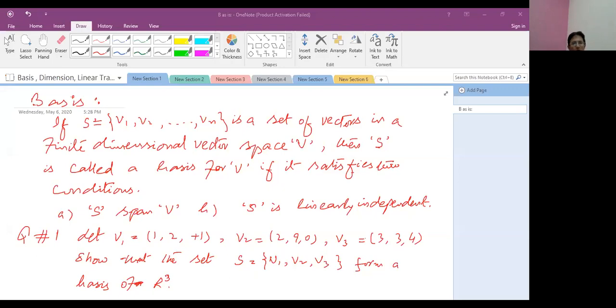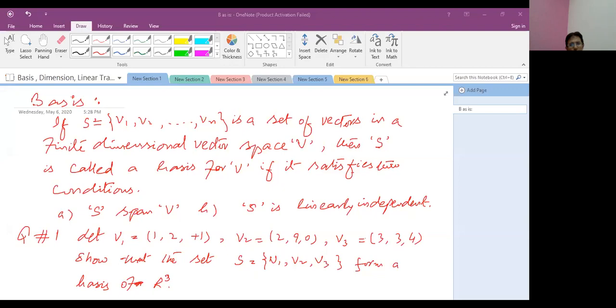And today we'll talk about basis, dimension, and linear transformation. There are three topics we will discuss today in a vector space. Now, the definition of basis.